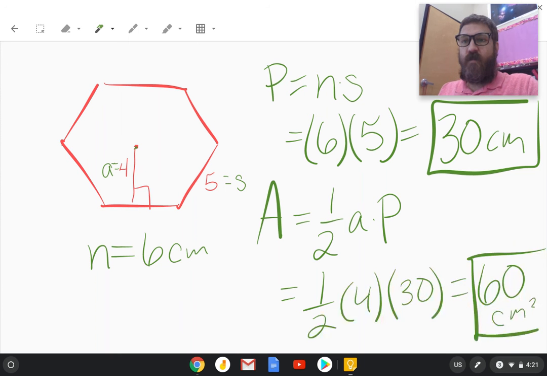So when you're doing these, you just need to start by identifying the different values. You need to know what the N, the S, and the A is, and then you need to have these formulas with you when you sit down for the test. Okay? So make sure you write these formulas down for the perimeter and area of regular polygons.